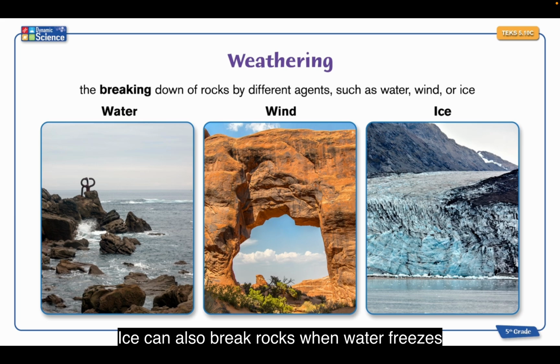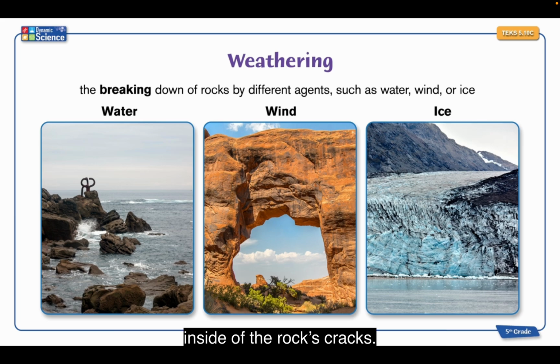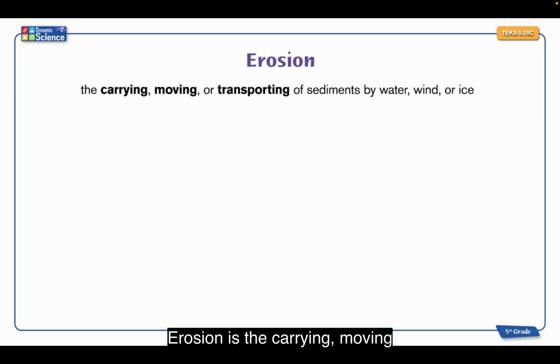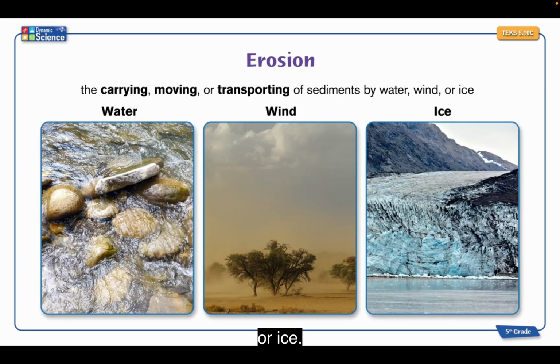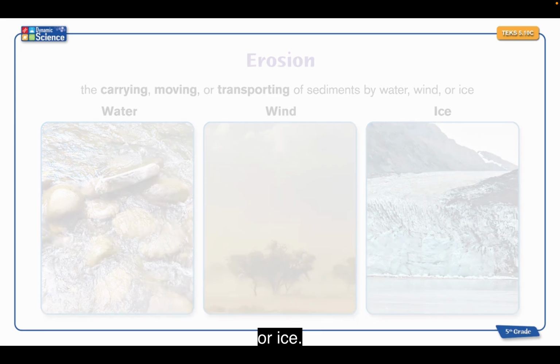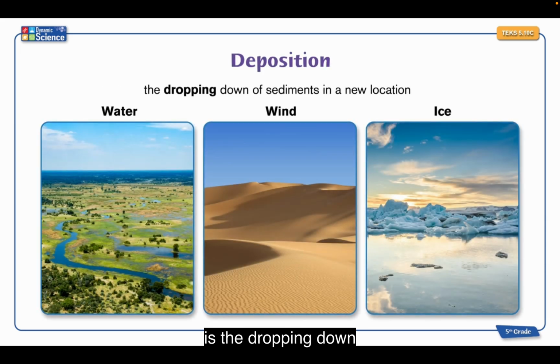Ice can also break rocks when water freezes inside of the rock's cracks. Year after year, the water expands when it freezes and makes the cracks bigger until the rocks or boulders break apart. Erosion is the carrying, moving, or transporting of sediments by water, wind, or ice. Deposition is the dropping down of sediments in a new location.